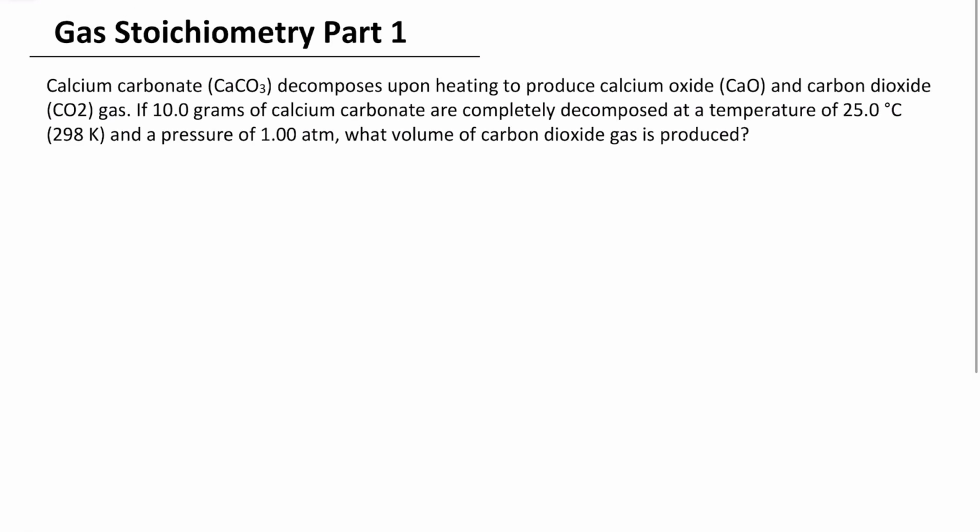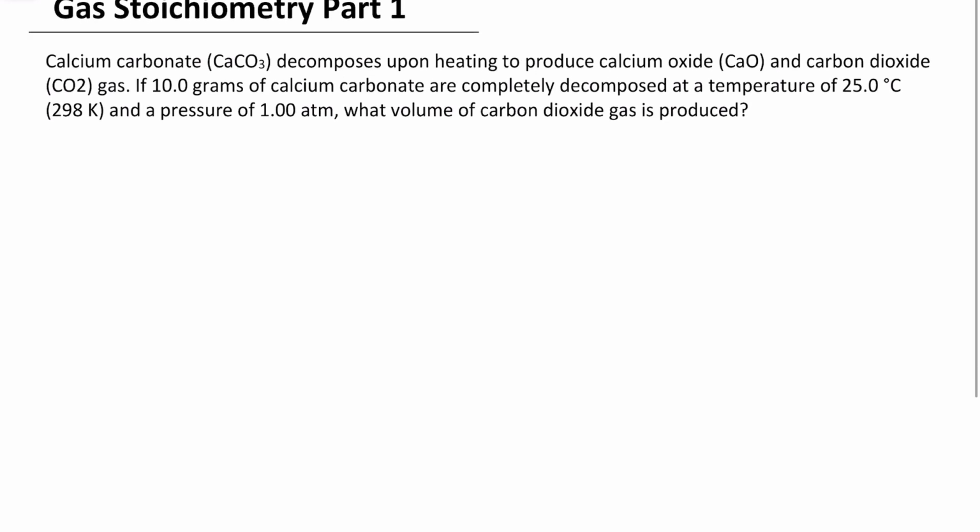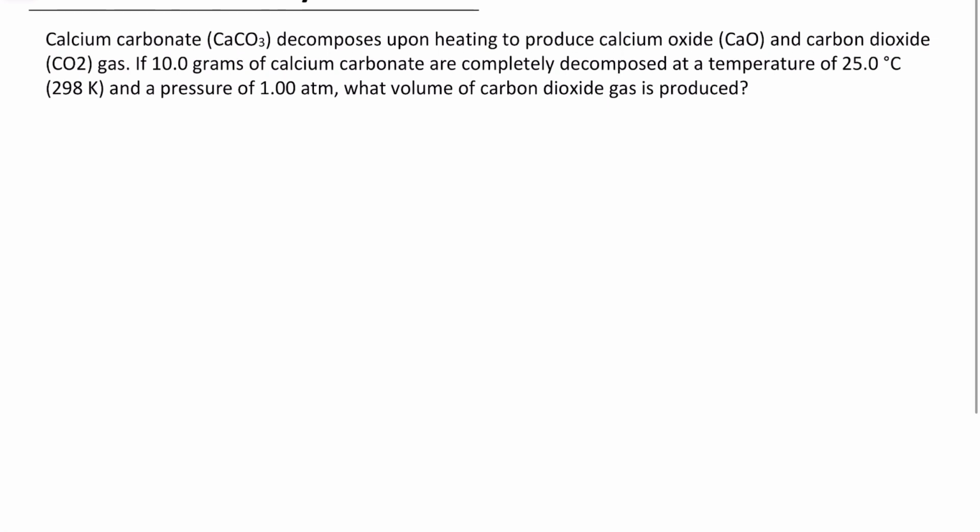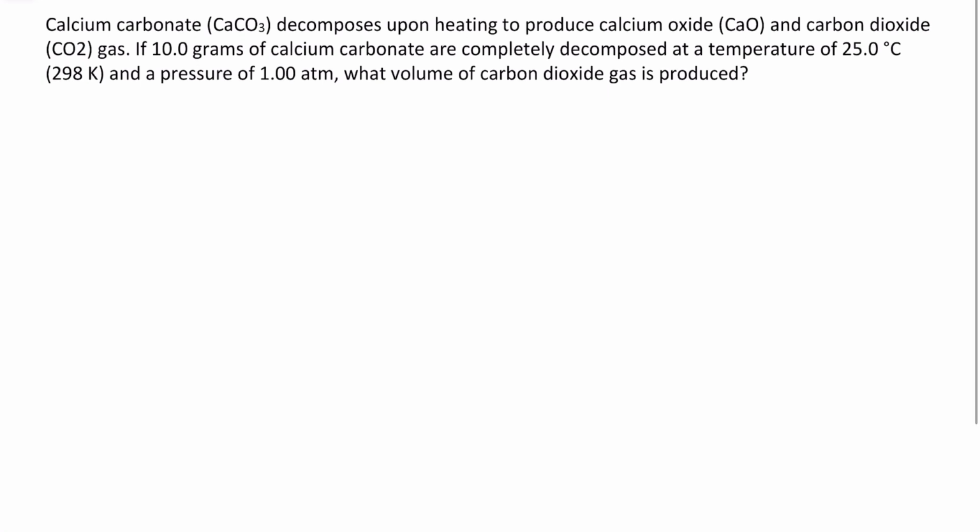This is gas stoichiometry part 1. So our prompt says calcium carbonate decomposes upon heating to produce calcium oxide and carbon dioxide gas. If 10 grams of calcium carbonate are completely decomposed at a temperature of 25 degrees Celsius, which is 298 Kelvin, and a pressure of 1 atm, what volume of carbon dioxide is produced?